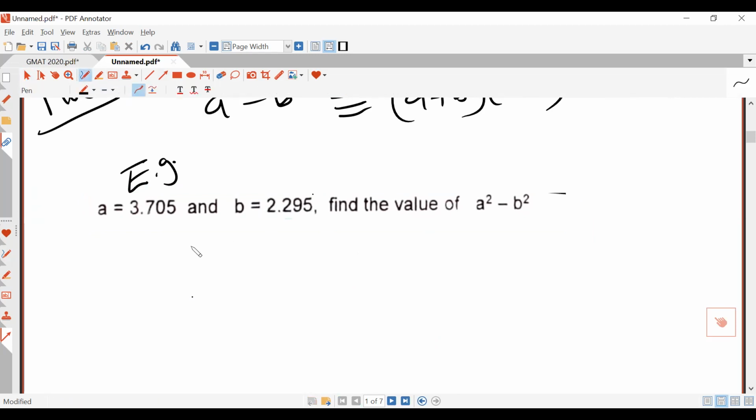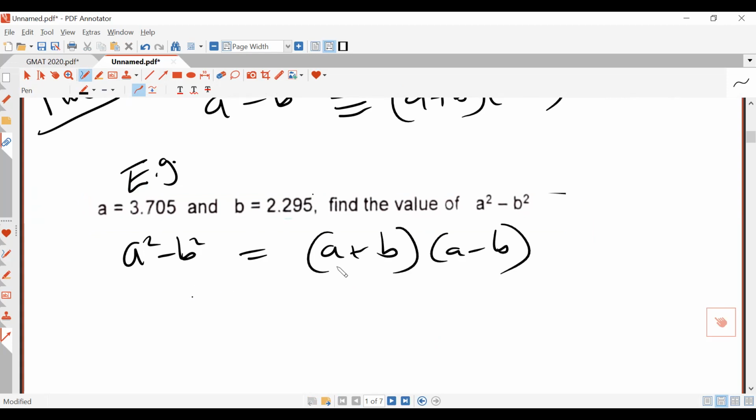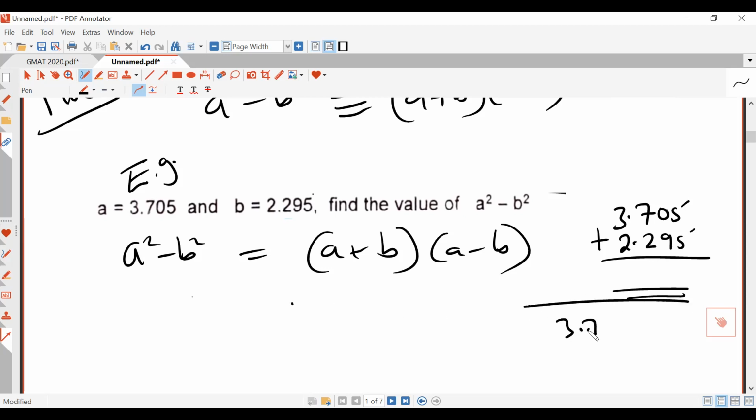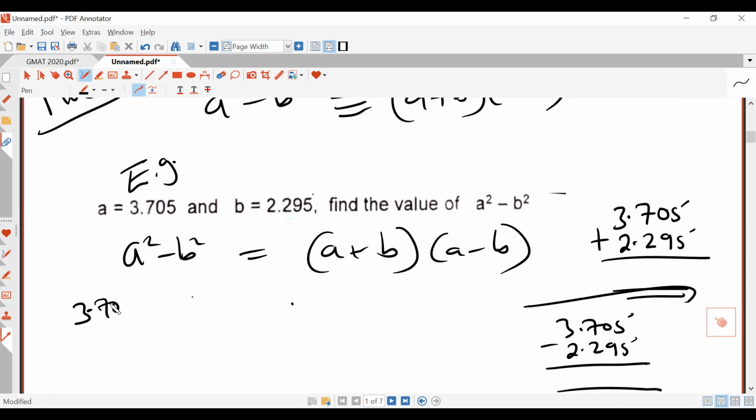Yes, okay. So we have our a squared minus b squared, which is the same as a plus b into a minus b. So we shall have 3.705 plus 2.295. So this is what we have here. And then we shall also have 3.705 minus 2.295. So meaning that because you have 3.705 squared minus 2.295 squared, this is the same as having A and then you subtract.